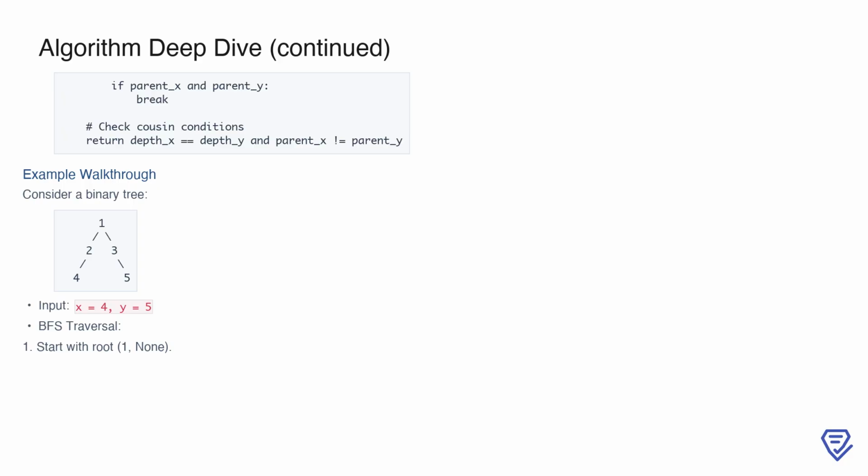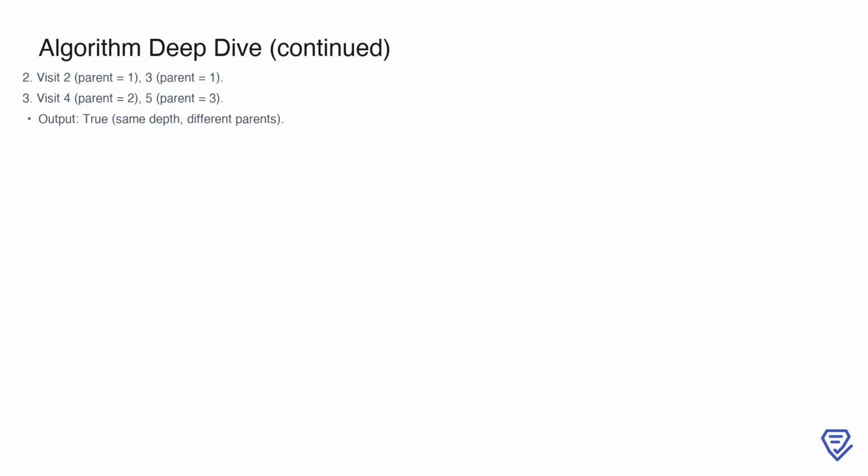Imagine a binary tree where the root node is 1, with children 2 and 3. Node 2 has a left child 4, and node 3 has a right child 5. If the inputs are x equals 4 and y equals 5, the algorithm will start BFS from the root, processing nodes level by level. At the first level, the algorithm processes the root node, 1. At the second level, it processes nodes 2 and 3, storing their parent as 1. At the third level, it processes nodes 4 and 5, storing their parents as 2 and 3, respectively.